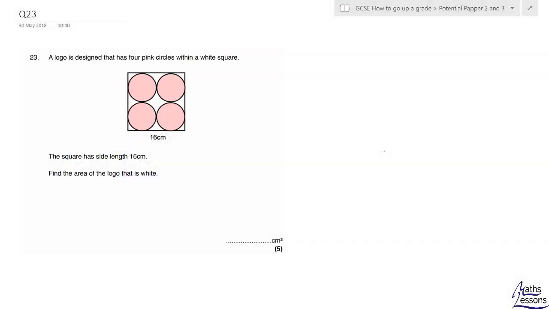Right, here we go, looking at questions from 23 onwards on what might come up in the next paper. A logo is designed that has 4 pink circles with a white square. The square's side length is 16 centimeters. Find the area of the logo that is white. So the total area is the square, which is 16 squared, which is 256.